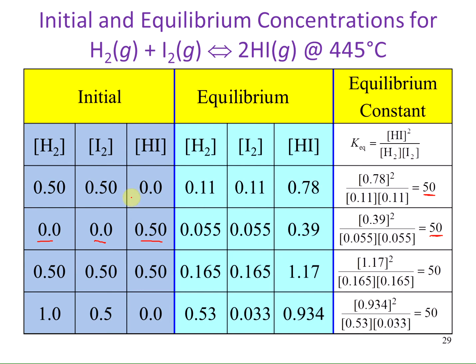Let's start the reaction again, where here we started off with half a molar of each of our reactants and half a molar of our product. Once it finally reaches equilibrium, we measure those values. When we plug those values into our mass action equation, we still get a constant of 50. So no matter what we start with, when it finally reaches equilibrium, the ratio of the products to the reactants will always come out to the same equilibrium constant value.